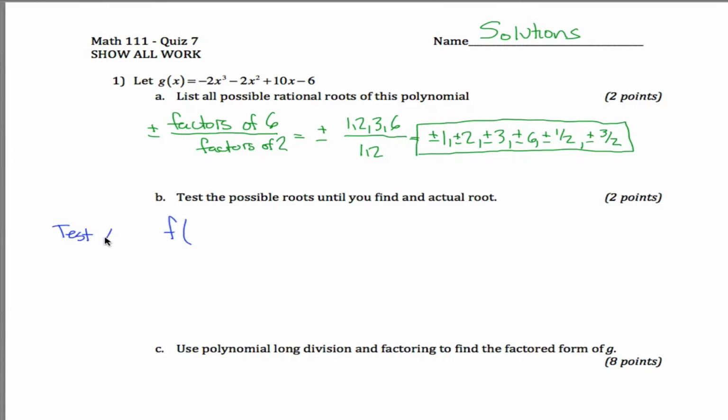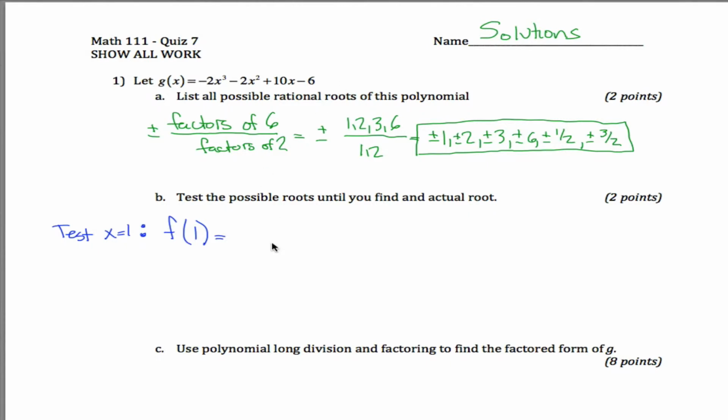Test x equals 1. The way you do that is you put 1 into the function and see if 0 comes out. If 0 comes out, it's a root, right? Roots are x-intercepts. Real roots are x-intercepts. So if 0 comes out, I know that this one worked. If it doesn't, I continue searching.